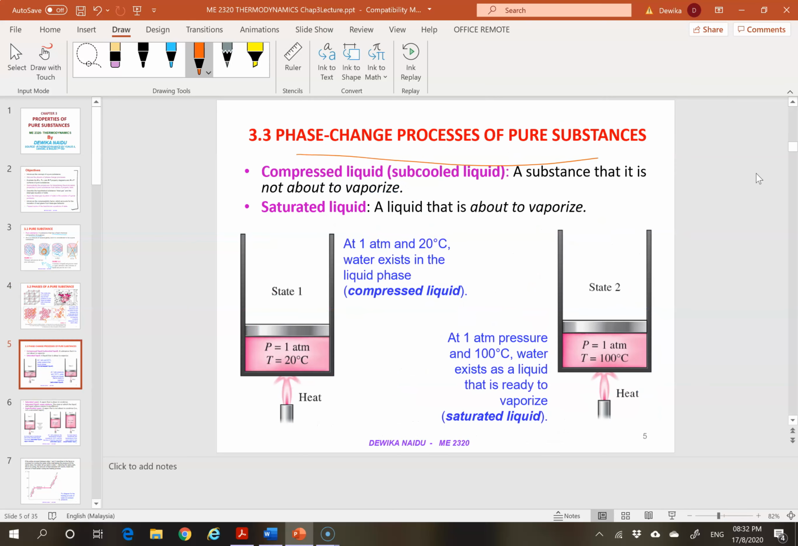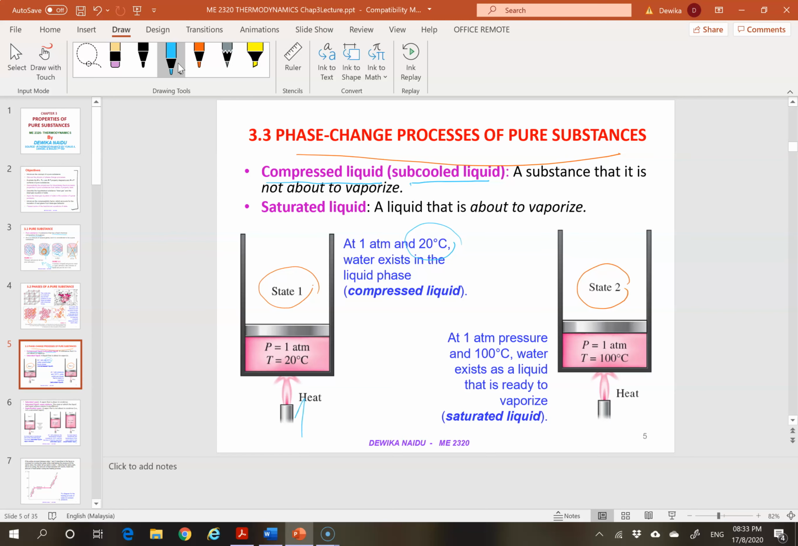Okay, next we're going to move on to 3.3. We're going to look at phase change of pure substance. So state 1, this is like a story, a continuation story from state 1 moving to state 2 and so on. I want you to pay attention and really understand what the states of the liquid itself are. So the first state we have is compressed liquid, okay, which is also known as subcooled liquid. It's a substance that is not about to vaporize. It means at 1 atmospheric pressure, example like water at 20 degrees C, it's known as compressed liquid.